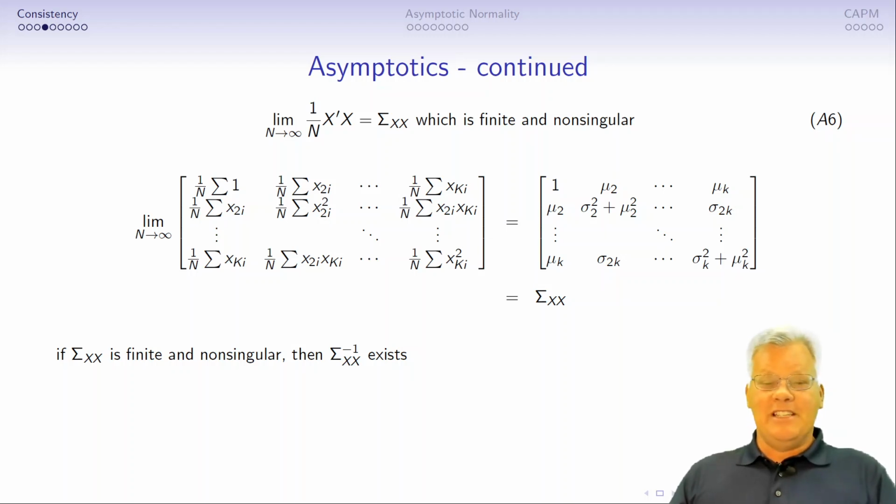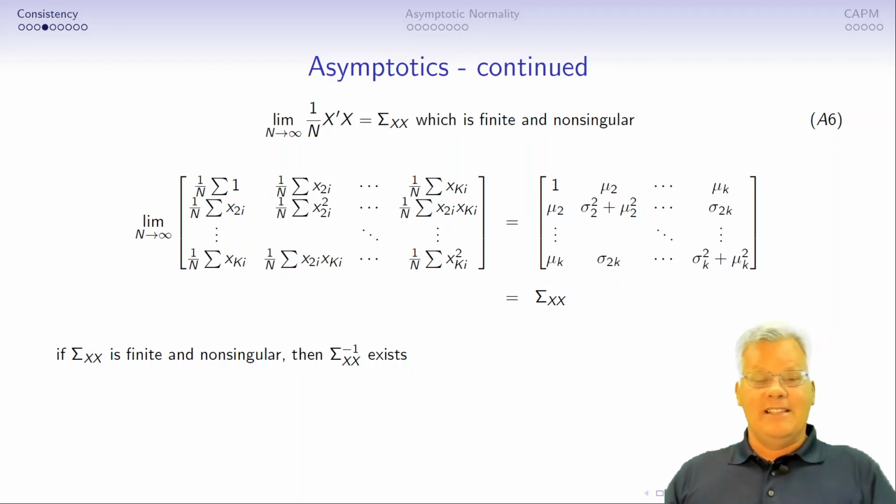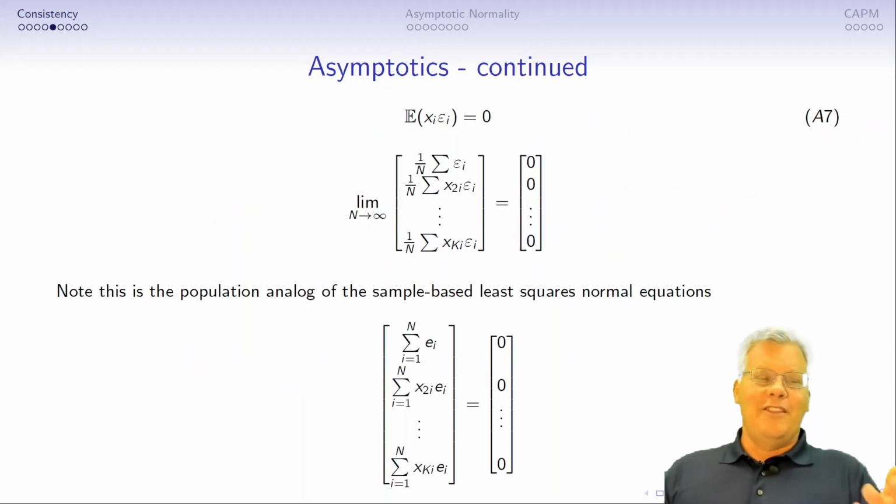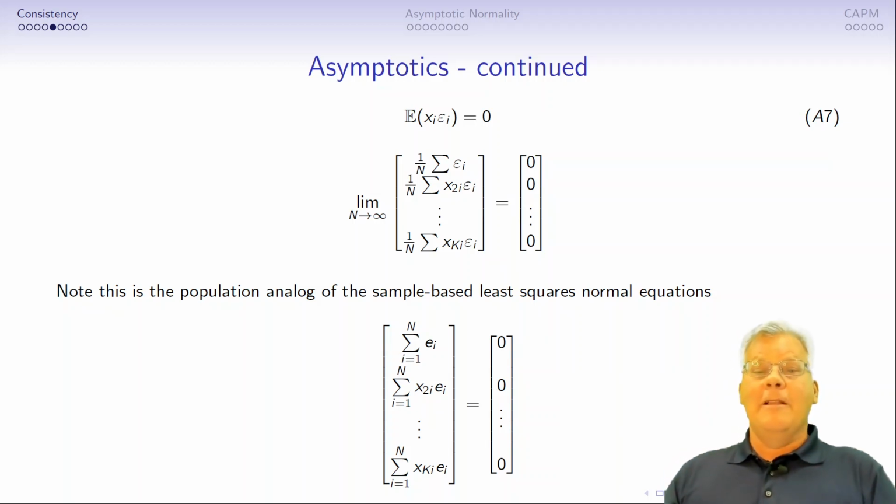So this gives me sigma sub xx, and if sigma sub xx is finite and non-singular, then the inverse exists. It's a theorem from linear algebra that I'm sure you all remember. The second assumption, the new assumption that we're going to add, assumption A7, is that the expectation of xi epsilon i is equal to 0.